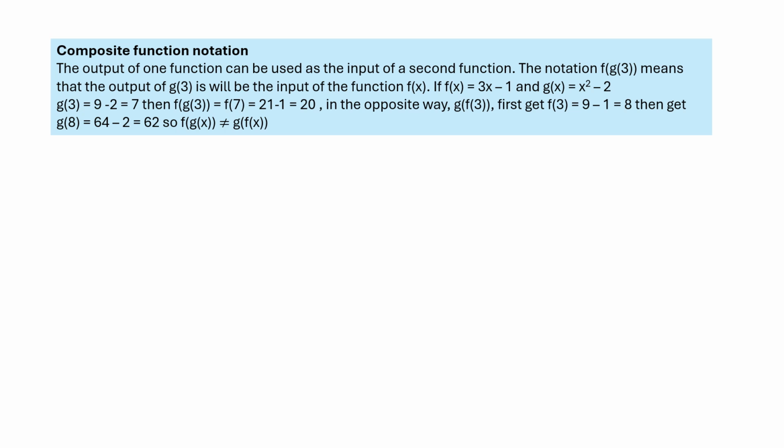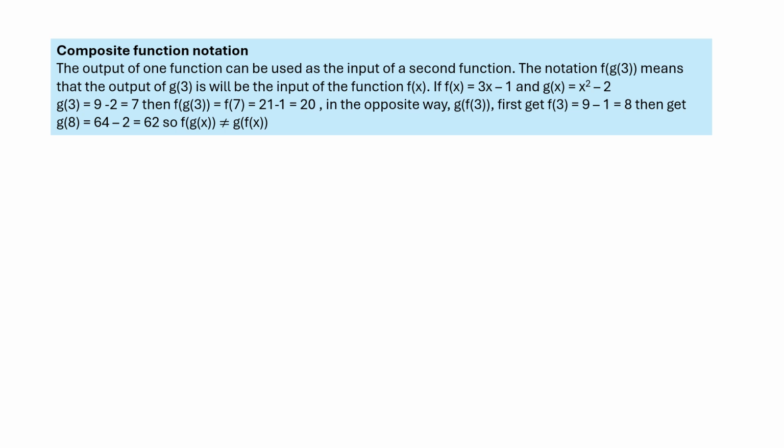And after you got 7, plug it into f. So f of g of 3, where the output of g of 3 was 7. So you can write g of 3 as 7. So now you can get f of 7, which is 21 minus 1, equals 20.